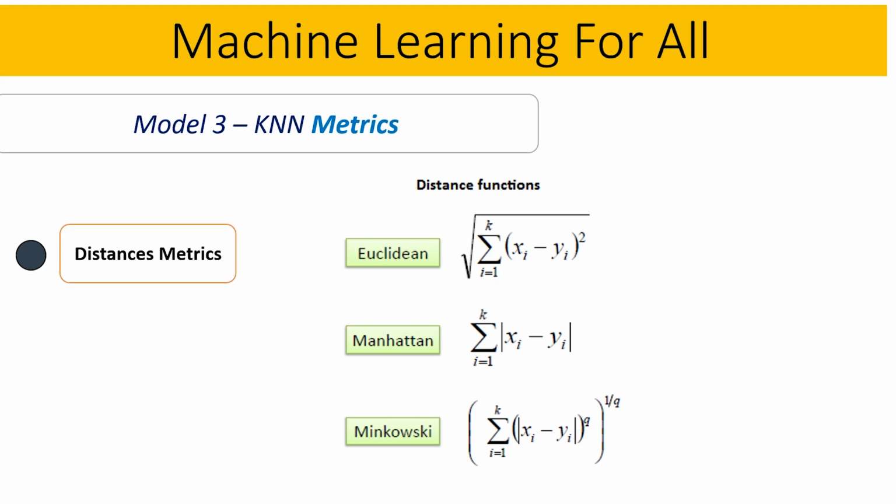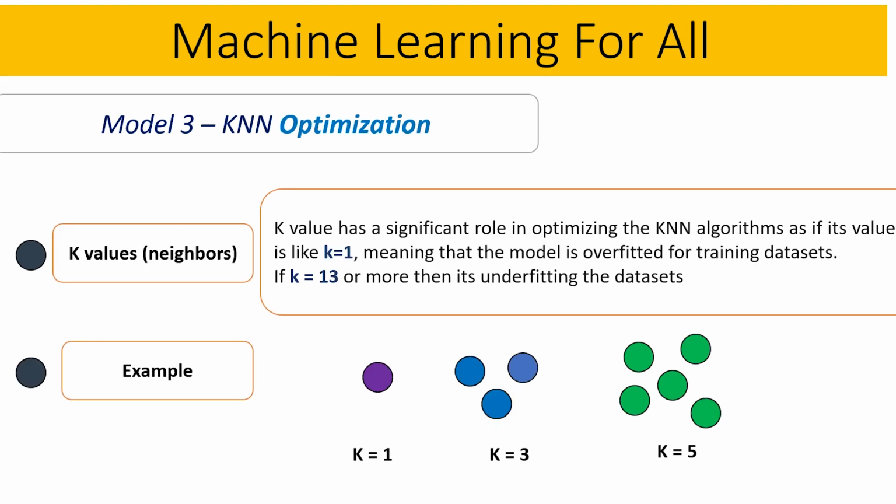Minkowski is a combination of Euclidean and Manhattan. If you take the value of q equal to 2, then it becomes Euclidean. On the other hand, if you take the value of q equal to 1, then it's simply Manhattan, nothing other than Manhattan. If q is 2, it is Euclidean; if q is 1, it is Manhattan. This is only the simple idea, and we'll talk about it briefly.